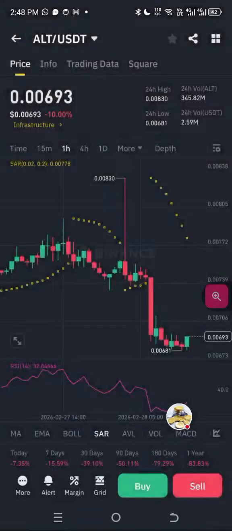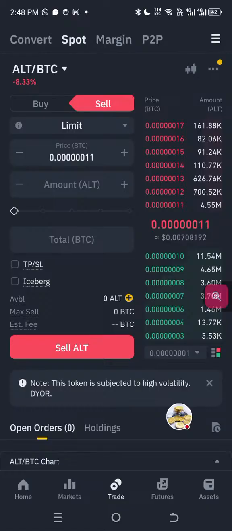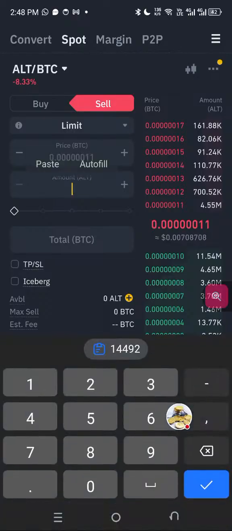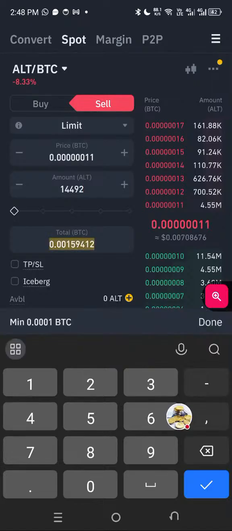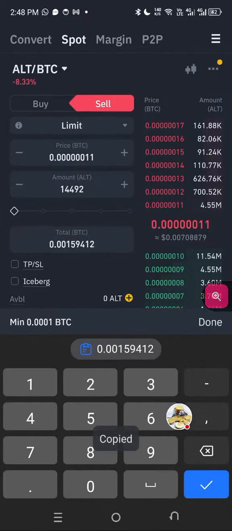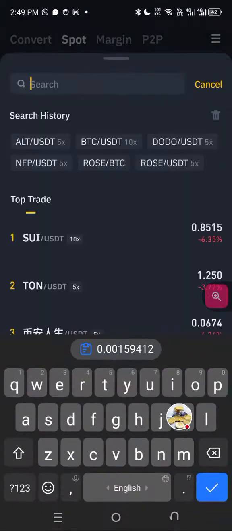So we go for what? ALT BTC. This time around, we are selling. Okay. So what we'll do, we'll paste the amount of ALT, right? Can you see that? So once I pasted that, it gives me the amount I will get in BTC. Then we will now see the real situation of things to see whether this is still profitable or not. Okay, so let's quickly go to BTC USDT. All right, can you see that?